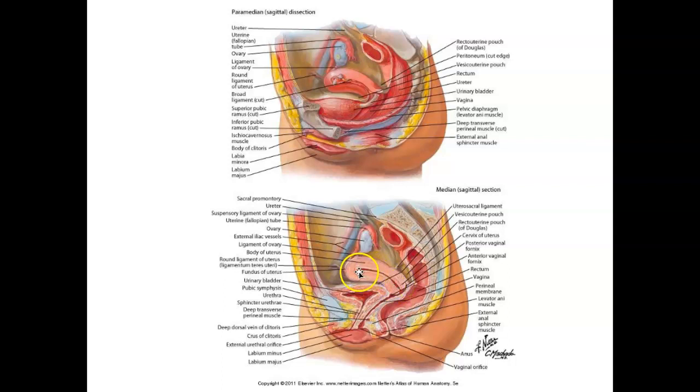The body of the uterus being right here, just the main portion of the body. The broad ligament, again, coming down, part of that abdominal peritoneum that comes down and envelops the uterus and the bladder and the rectum.